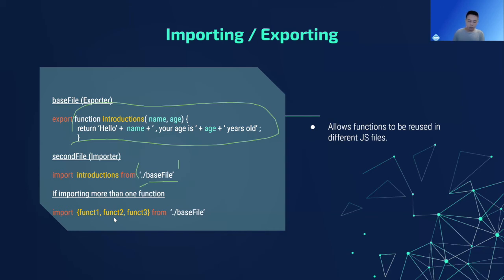If you're trying to import from a file that has more than one function, and you want to use multiple functions from that file, you do the same thing, except you just have your brackets and you list out all the different functions you want to bring in from the file.